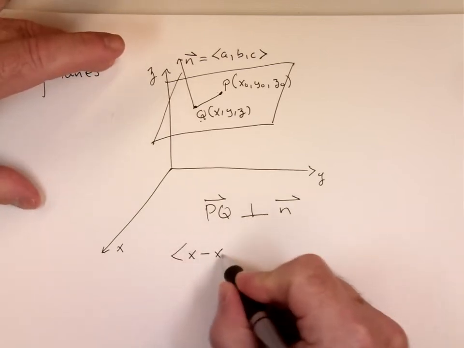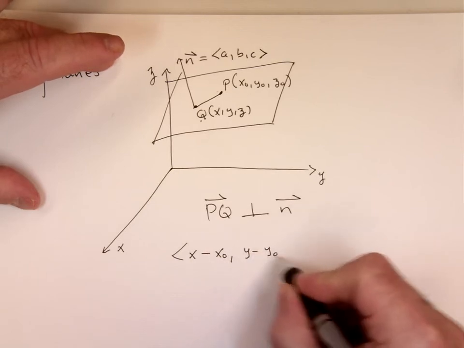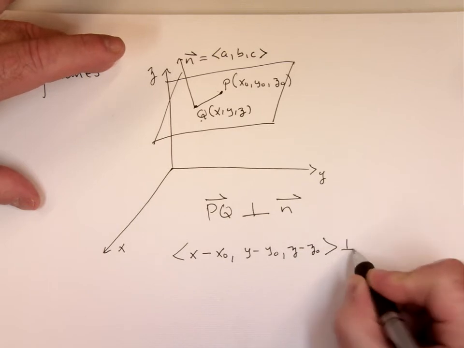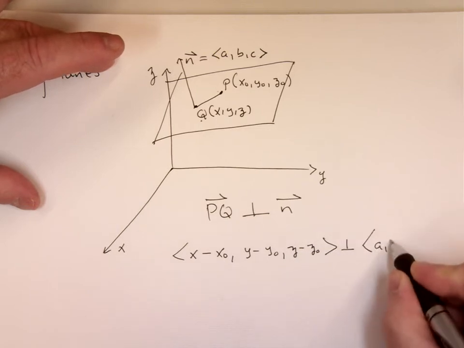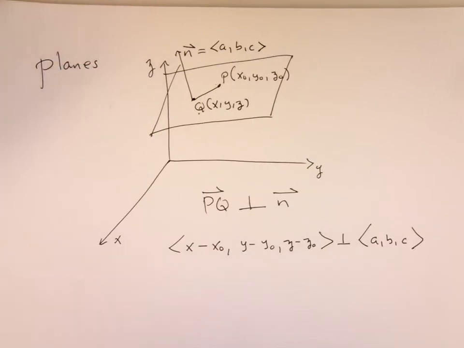This is vector PQ, just like we did before with the line. It must be perpendicular to our normal vector ABC. Now, how do you know when two vectors are perpendicular or normal to each other? What must be true?